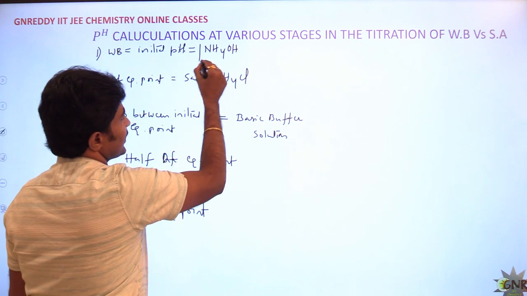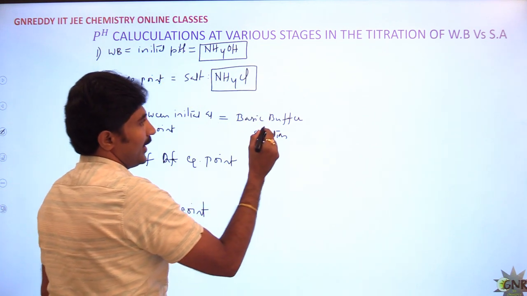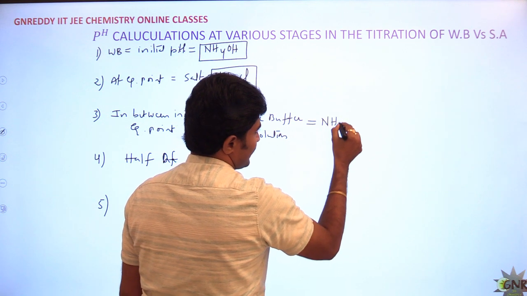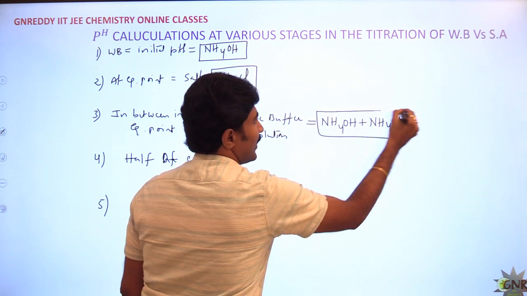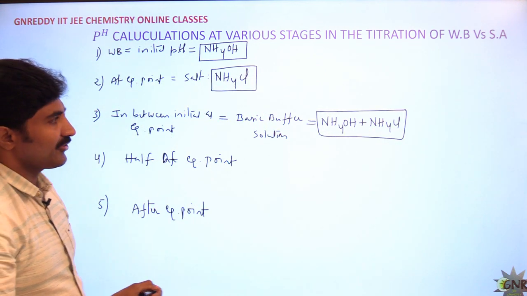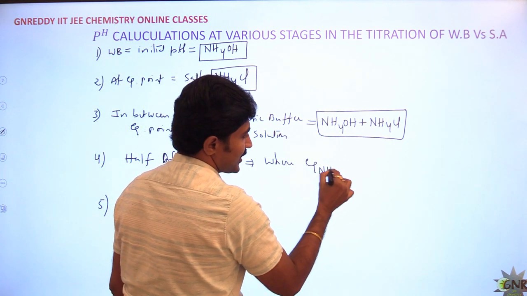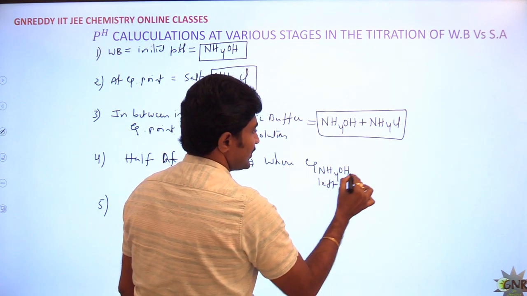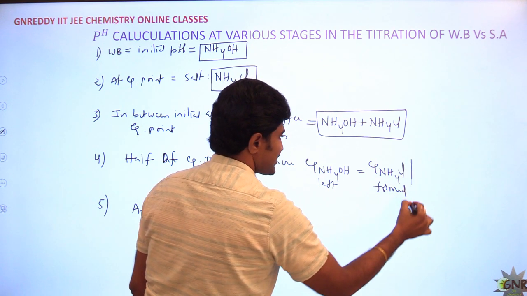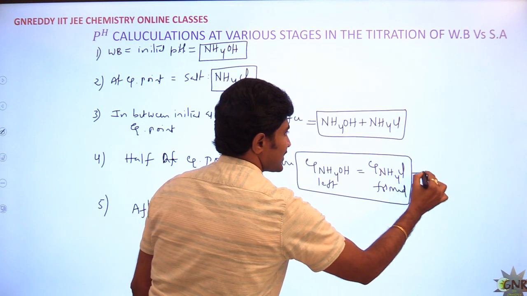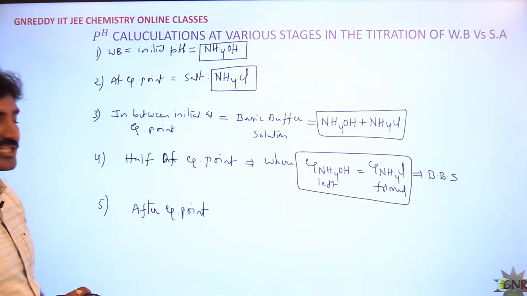So first case, ammonium hydroxide. At equivalence point salt will be there, we have to apply this pH calculation. And what is the basic buffer solution here? Left ammonium hydroxide and formed ammonium chloride. This is the basic buffer solution pH. And next one is half of equivalence point, where the left equivalents of ammonium hydroxide and formed equivalents of ammonium chloride are both the same. So from this basic buffer solution, here also apply the basic buffer solution concept and calculate the corresponding pH.